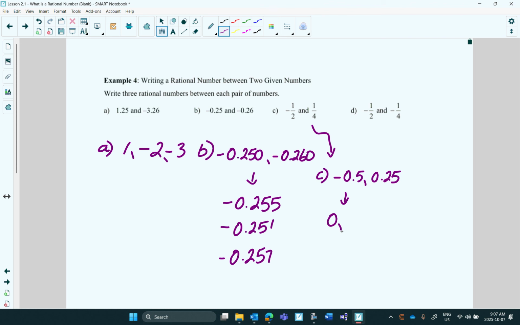That's smaller than 0.3. 0.1. Good. How about negative 0.1? Would that work? Is that bigger than this? Remember, we're in the opposite world. This is bigger in positives, but it'd be smaller in negatives. So negative 0.1 would work.